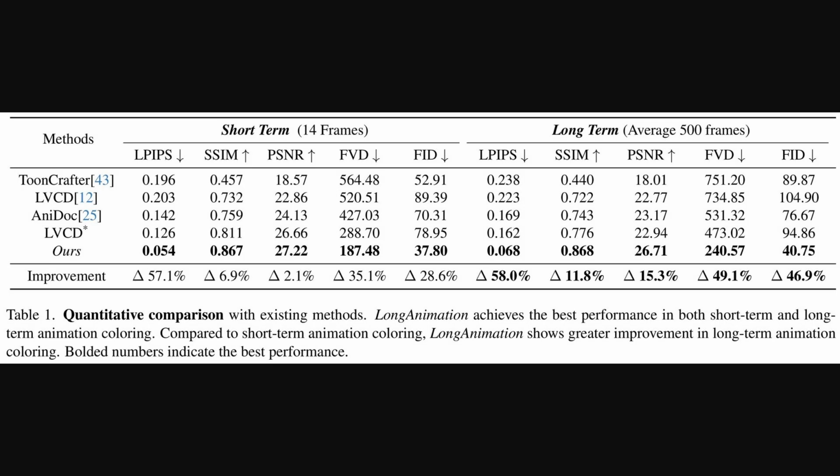This table then details the quantitative results, backing up what we just saw visually. It compares their model against others on both short animations of 14 frames and long ones of 500 frames. They use several metrics. For example, one is Fréchet video distance, or FVD, which measures video quality and consistency, where lower scores are better. Looking at the results, their model achieves the best scores in bold across the board. The improvement is especially dramatic for long-term videos, with nearly a 50% better Fréchet video distance score, really proving its ability to maintain that long-term consistency.